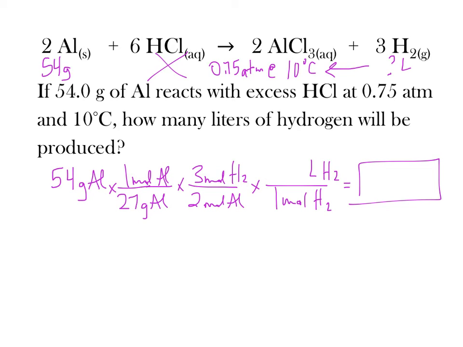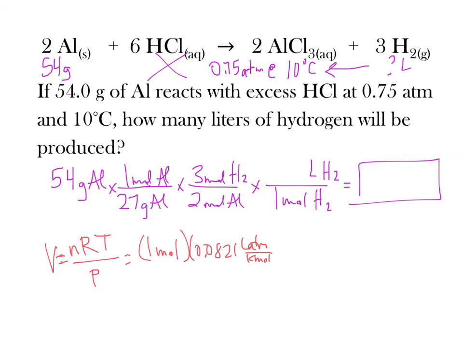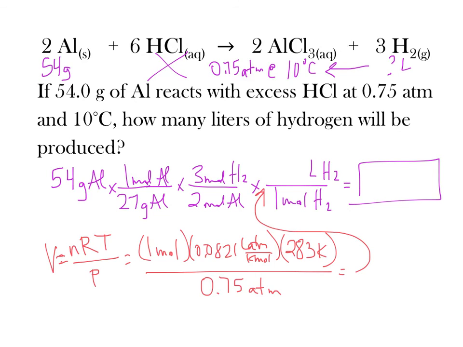And instead I'm going to do an entirely separate problem to try to find the molar volume at this temperature and pressure. The molar volume is the volume of 1 mole. R is always 0.0821 L·atm/(mol·K). Temperature is going to be 283 Kelvin, 10 plus 273, and pressure is 0.75 atmospheres. Now when I get this answer, I'm not actually going to write it down here. I'm going to write it down up there, because that will be the volume of 1 mole of any gas at 10 degrees and 0.75 atm.